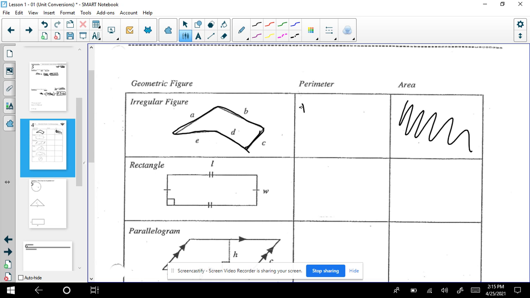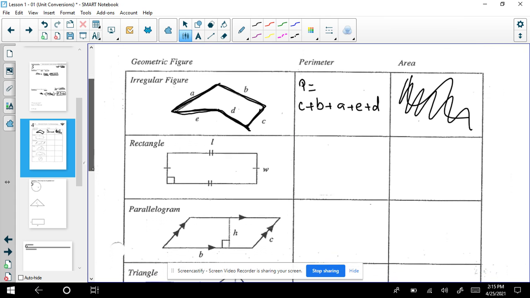So I would have my P equals, and I'm just going to write it underneath. So my C plus B plus A plus E, and then plus D. And that is going to give me how long it is around the figure, which is my perimeter. All right, we're not going to talk about area. Like I said, we'll talk about that later for an irregular figure.